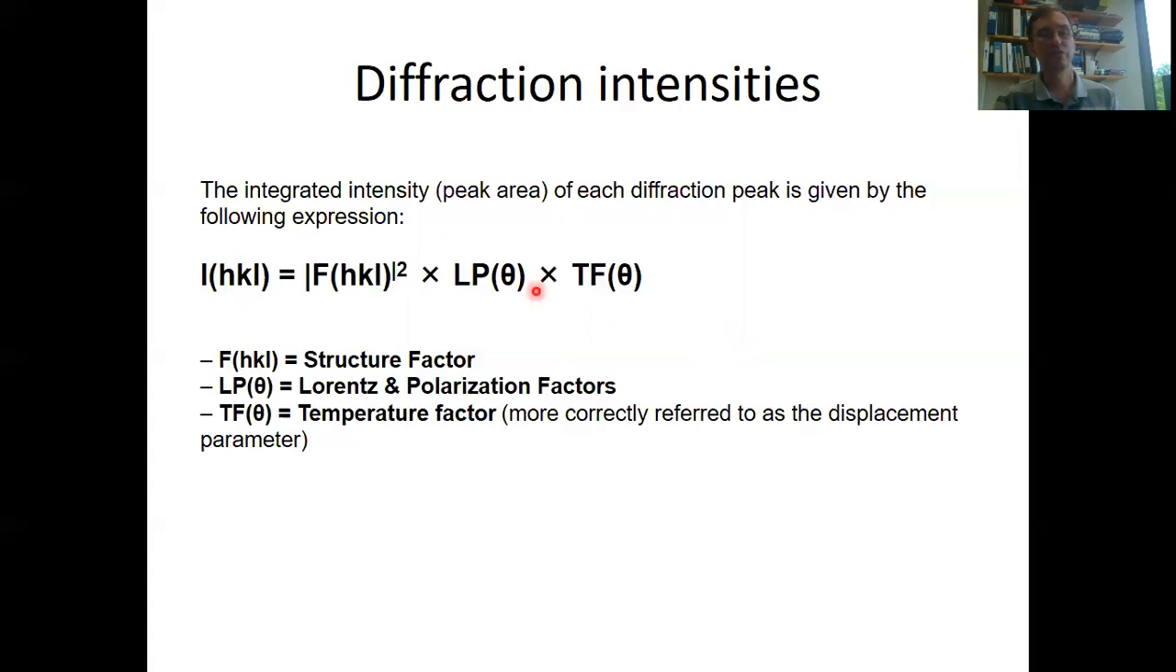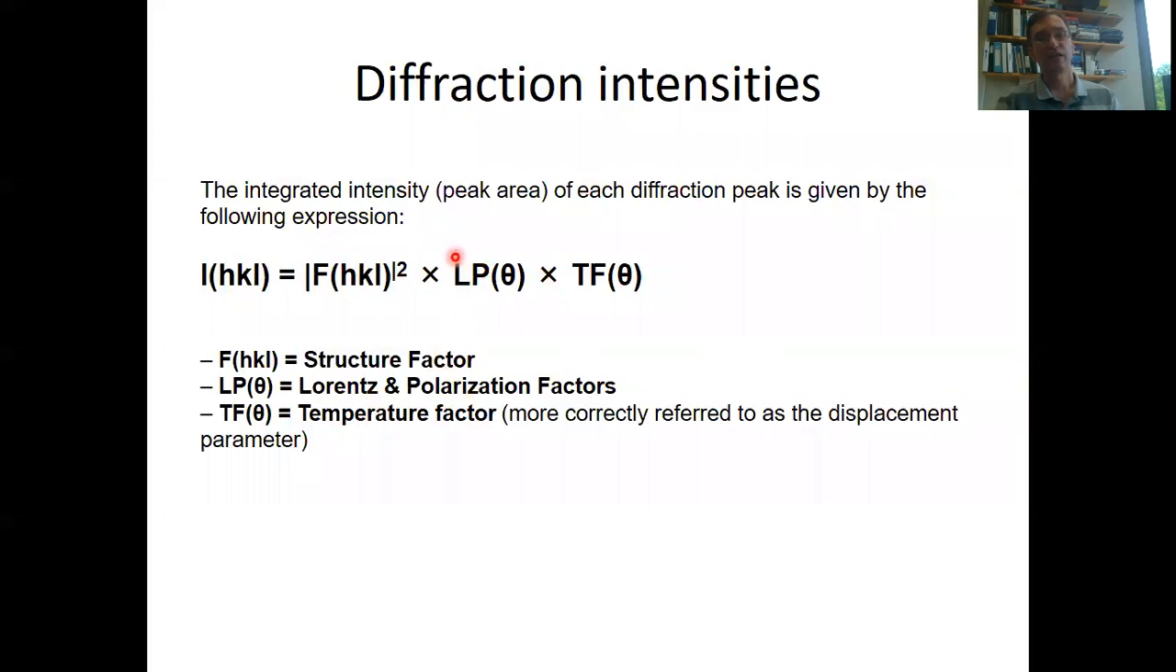So now the intensity of a diffracted X-ray associated with Miller indices HKL is given the following way. It's the so-called structure factor squared times the Lorentz factor times the polarization factor times what is called the temperature factor. So all these factors influence the intensity. Now the coordinates of the atoms are within the so-called structure factor, hence the name structure factor.